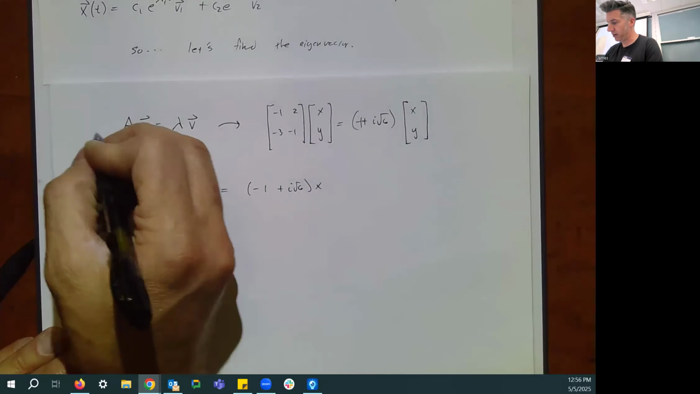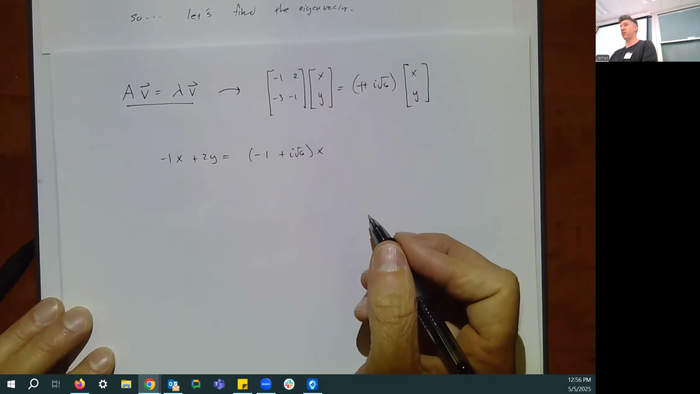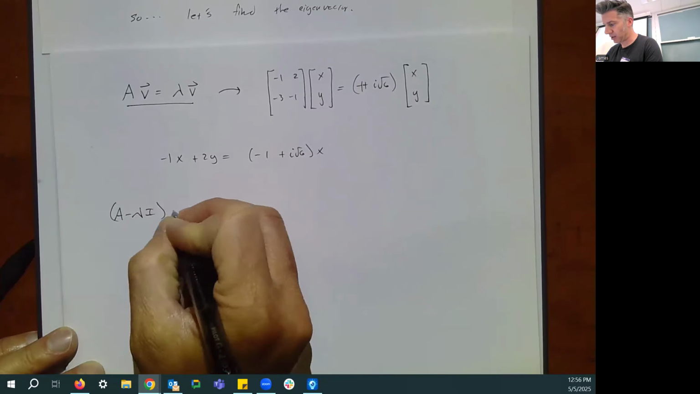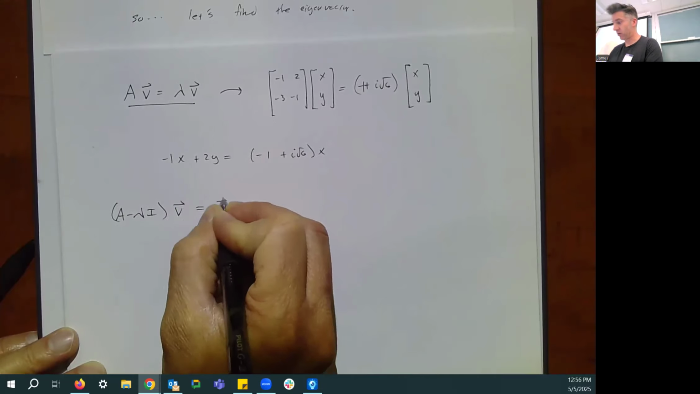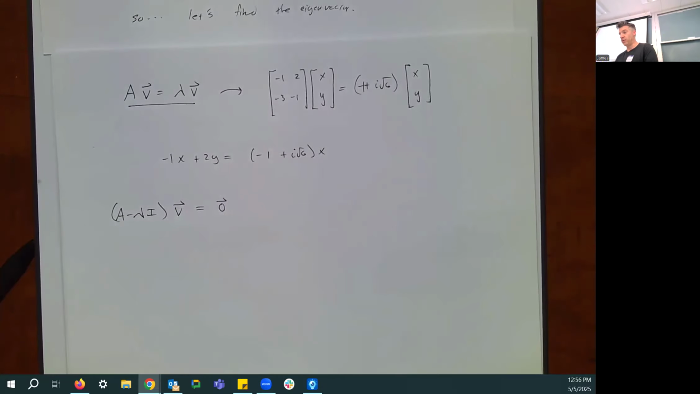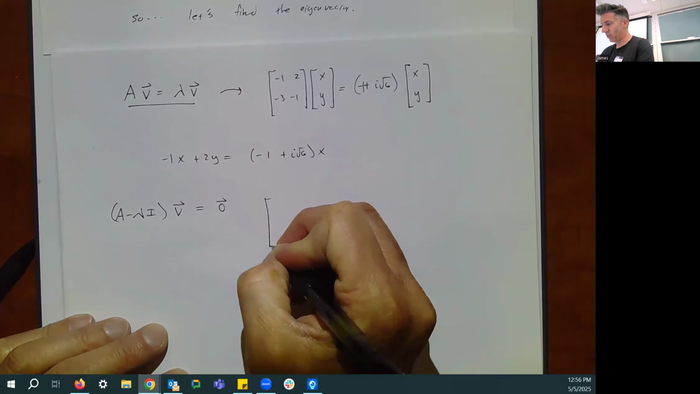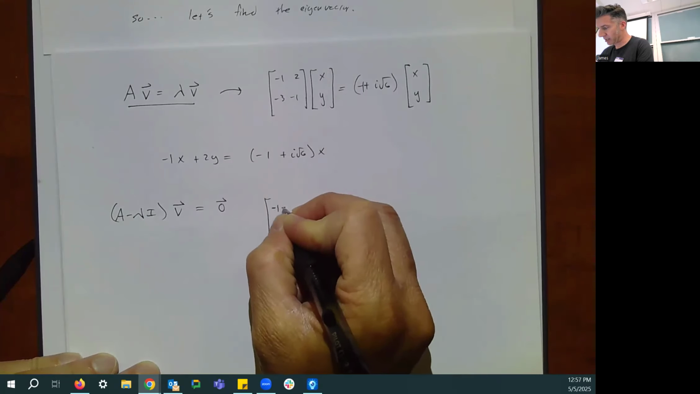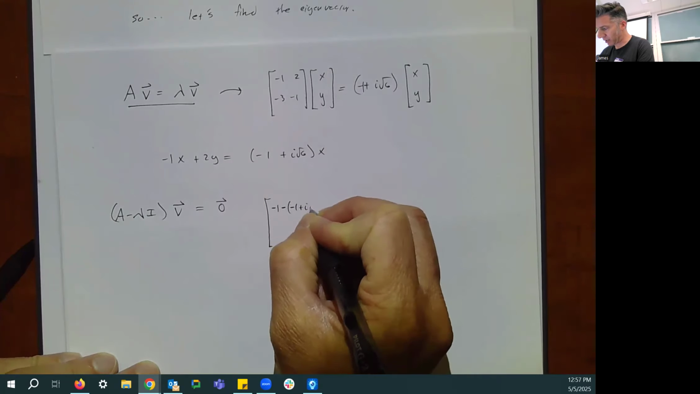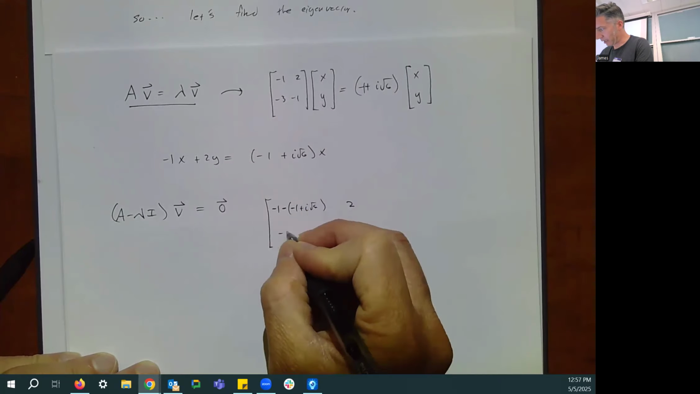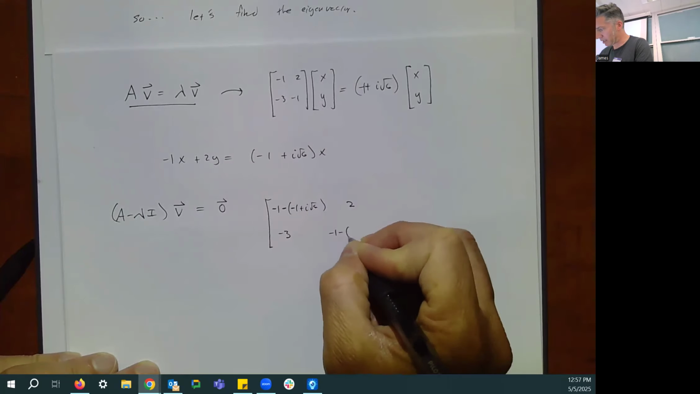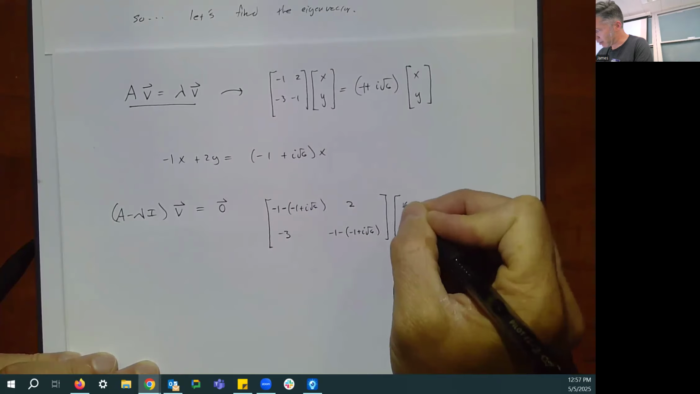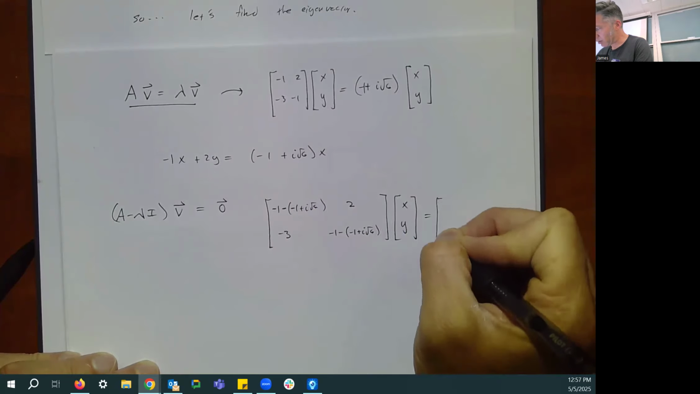Instead of doing it this way, I prefer, when my eigenvalues are complex, to do it as A minus lambda I times my unknown eigenvector equal to the zero vector. So in this case, here's what that's going to mean. We still have some kind of grossness when we subtract things here, but it's going to be fine. So we have -1 minus (-1 plus i√6), then 2, then -3, and -1 minus (-1 plus i√6), all times x, y, equal to 0, 0.